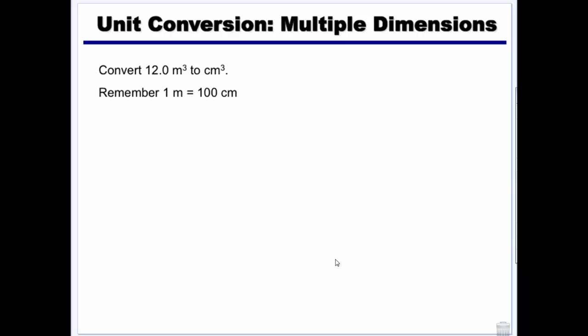Now that you're comfortable with one-dimensional unit conversions, let's look at how we handle unit conversions using the factor label method, but for multiple dimensions. So for example, cubic meters to centimeters.